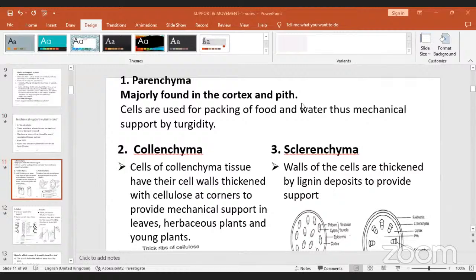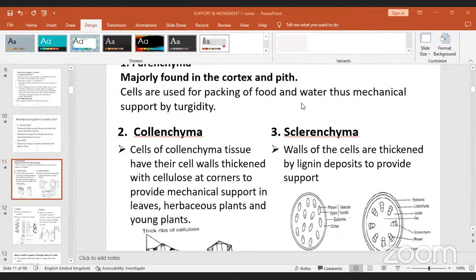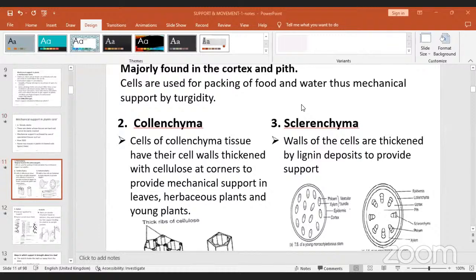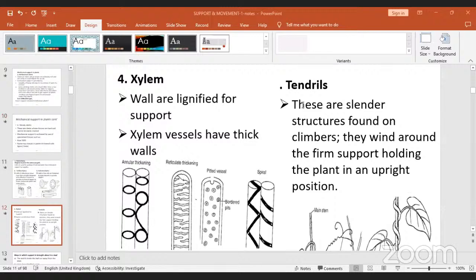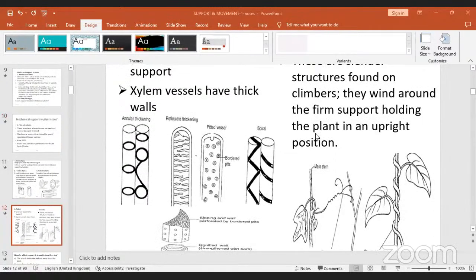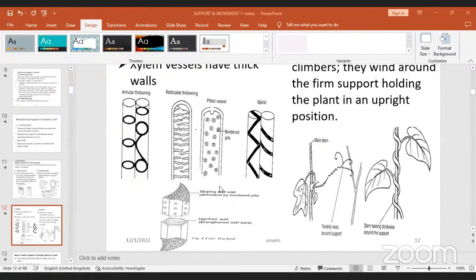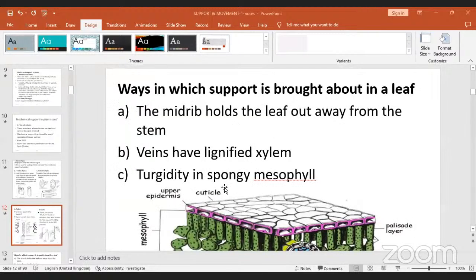We've talked about support in woody plants, and we'll talk about support in herbaceous plants. So this is how tendrils look. These are various types of xylem vessels. We have those that have an annular thickening, reticular thickening, pitted vessels, spiral. These ones here, the tracheids.